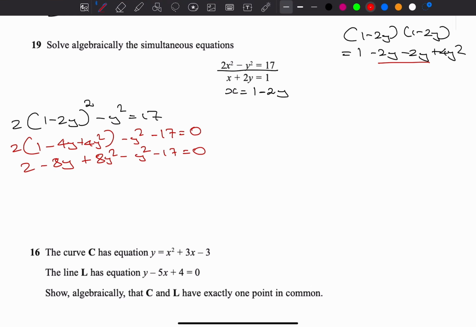8y squared minus y squared is 7y squared minus 8y. 2 minus 17, which is minus 15, equal to 0. 7 times 15, factors of what? 105.